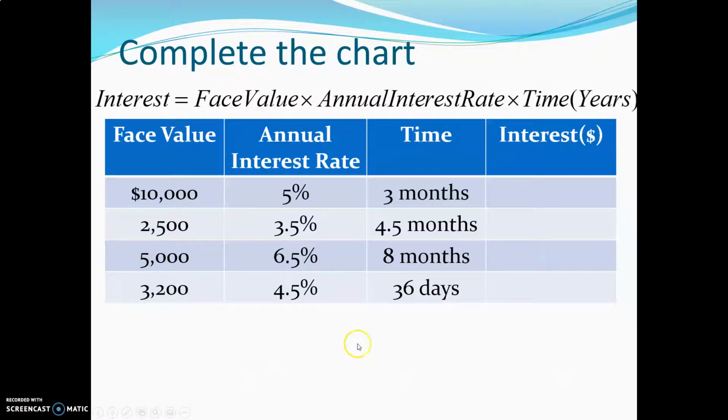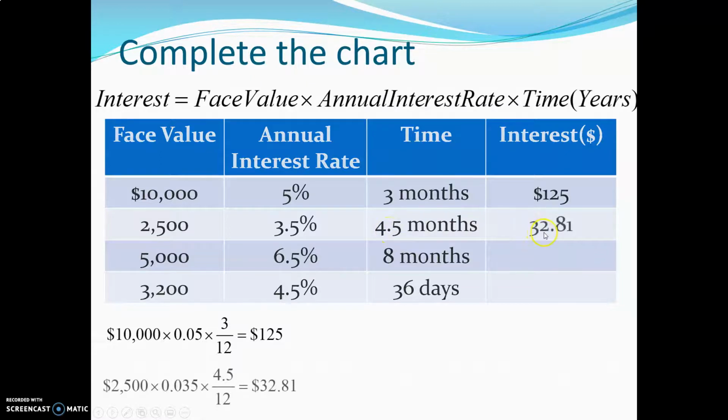Now that you've had a chance to complete this exercise on your own, to calculate the interest, we're going to be taking $10,000 times 5%, and then multiplying it by 3 divided by 12 because there are 12 months in a year. That gives $125. We're going to be taking 2,500 times 3.5% times 4.5 months divided by 12 as well, and we get 32.18. You start to notice that these numbers were used in the first set of slides.